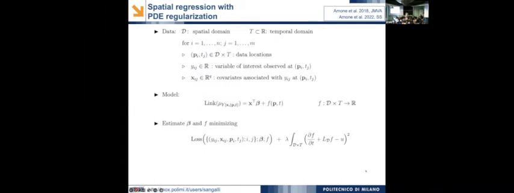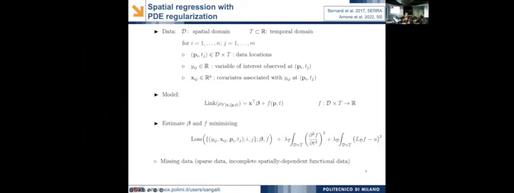Of course, data could be distributed across space and time. So let's say that we also have a temporal domain T, then the data location would be a spatiotemporal data location, Pi, tj, where you observe a variable of interest and also covariates. And again, the model is as before. The only difference is that the function f is now defined over a spatiotemporal domain. And of course, the PDE is now a time-dependent PDE, or else we might use two regularizing terms that separately control the regularity of the field in space and in time.